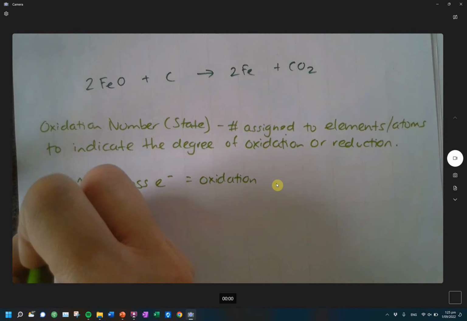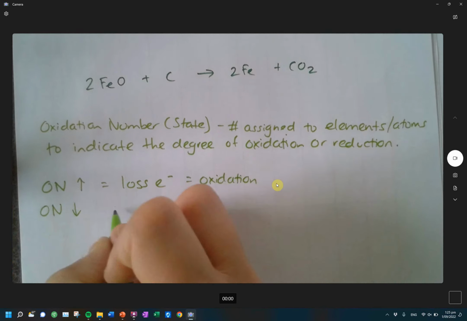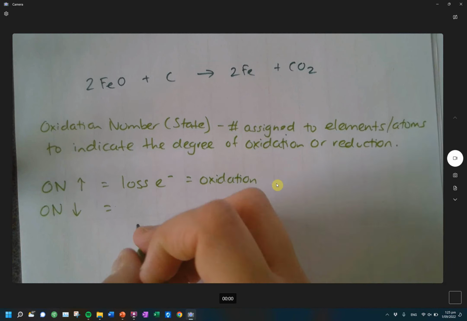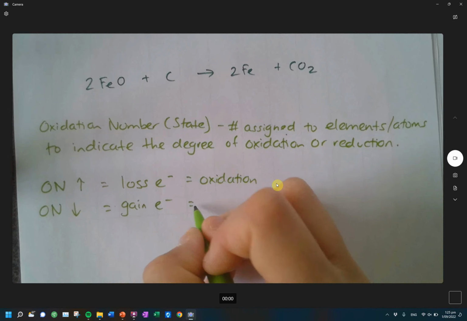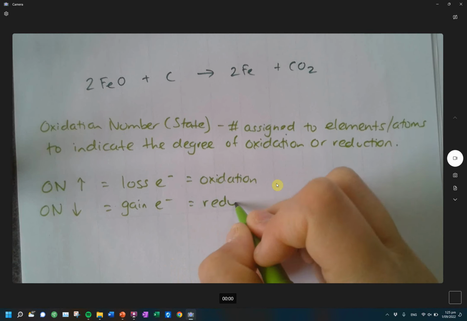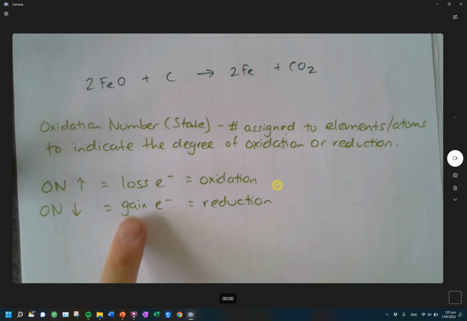If that oxidation number decreases, that tells me that we have gained electrons, and that is my reduction reaction. So you're still using the same terminology with loss and gain of electrons, but now we can add an extra layer with the oxidation numbers to help us figure out what's happening. Are we okay with that so far? Shall I apply it? All right.